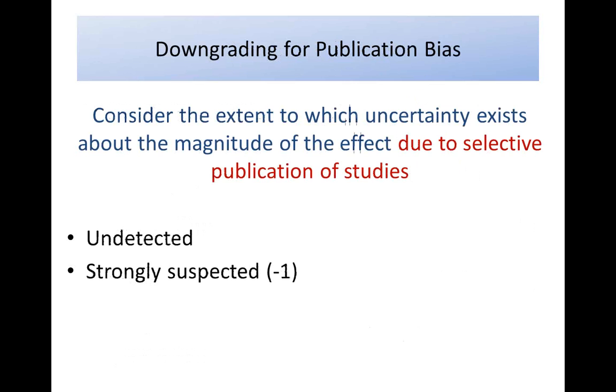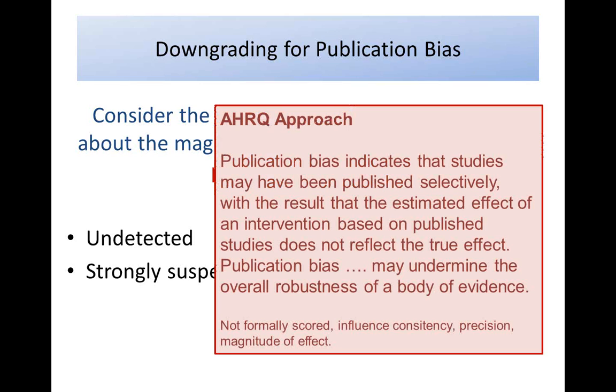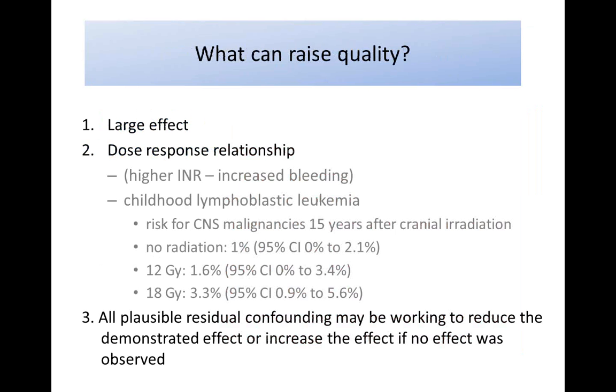This is the first time where we don't get 2 points. And I guess what they're saying is consider the extent to which uncertainty exists about the magnitude of the effect due to selective publication of studies. And this is a feeling thing, and it's similar in the ARC approach. In fact, in the ARC approach, this is not formally scored, and they give the guidance that you should use potential publication bias to influence your score on consistency, precision, and magnitude of effect. And they just give you the little hint that publication bias may undermine the overall robustness of a body of evidence, which I guess is quite helpful.